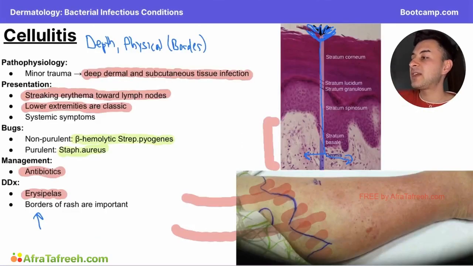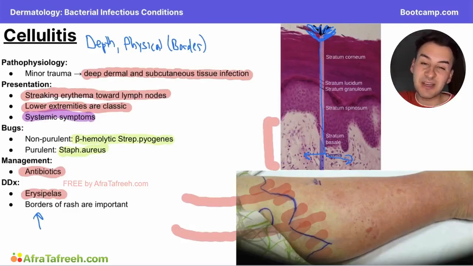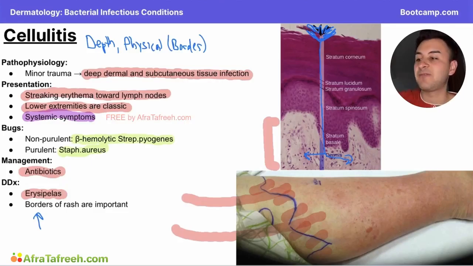And I just want to touch that cellulitis is also going to have these systemic symptoms like tachycardia and fever as well. And it's just a signal that this infection is getting really bad and kind of moving systemically and getting your body ramped up to fight.